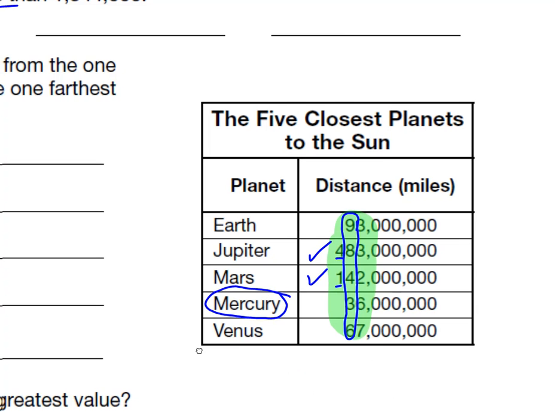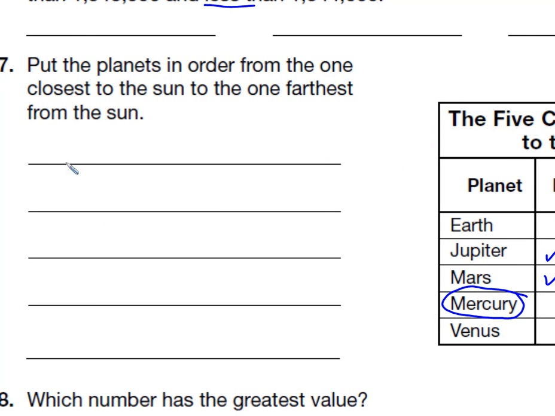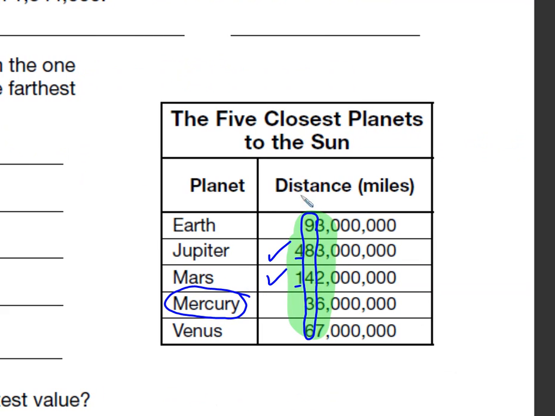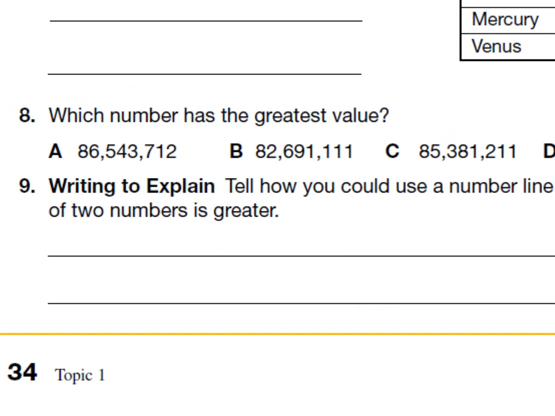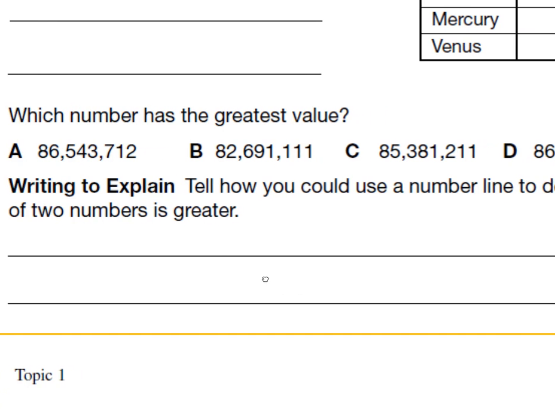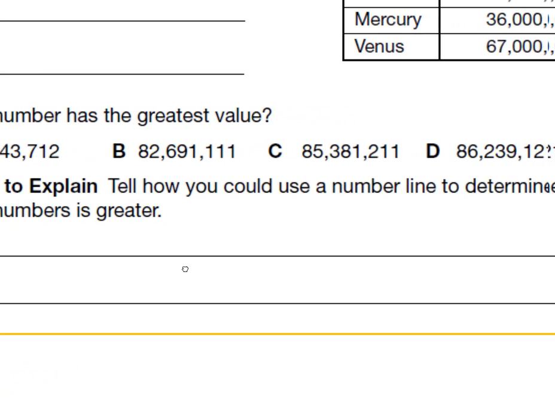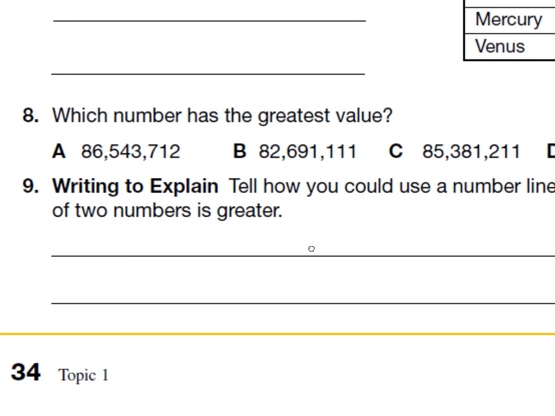So over here on the side, you are going to write Mercury. Okay, and that is the closest to the sun. So after you've used one, please go through and cross it out so you don't get confused. Okay, you can do the rest of those on your own the same way. For numbers 8 and 9, which number has the greatest value? Use the same strategy from left to right to see which number is the biggest. And then writing to explain, tell how you could use a number line to determine which of the two numbers is greater. So think that one through, write me a sentence, tell me what you think.